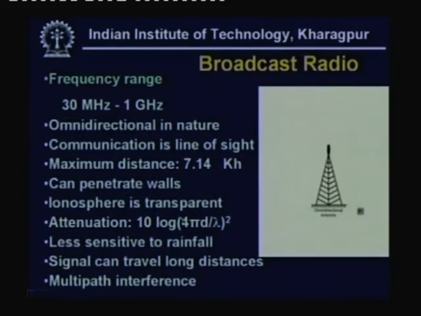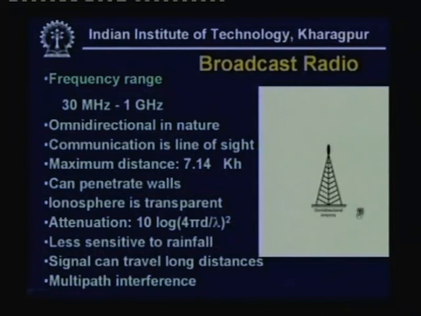First, let us consider the broadcast radio. As I mentioned, the broadcast radio operates in the range 30 megahertz to 1 gigahertz, and in this case the communication is omnidirectional in nature. Omnidirectional in nature means it propagates in all directions from the antenna. As you can see here, the signal is propagating just like a wave in all directions from the antenna.